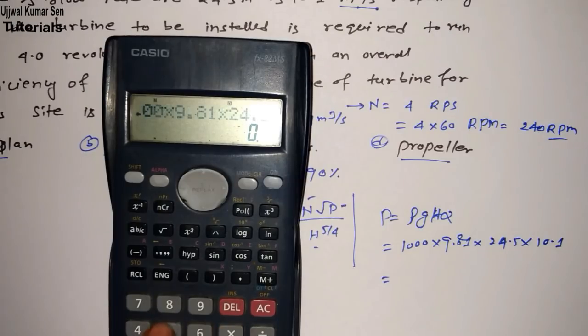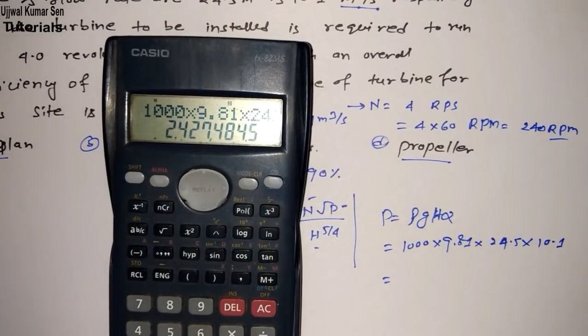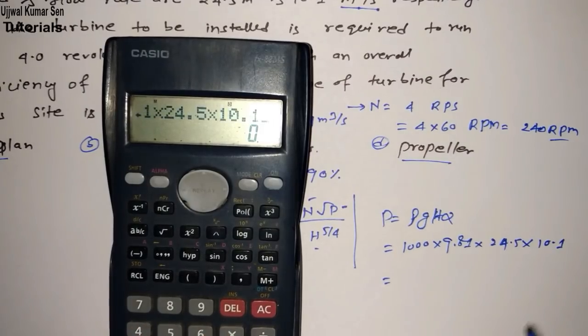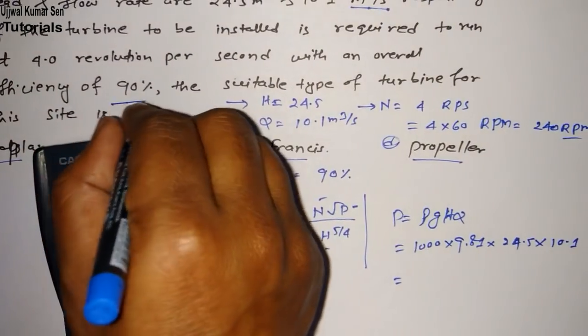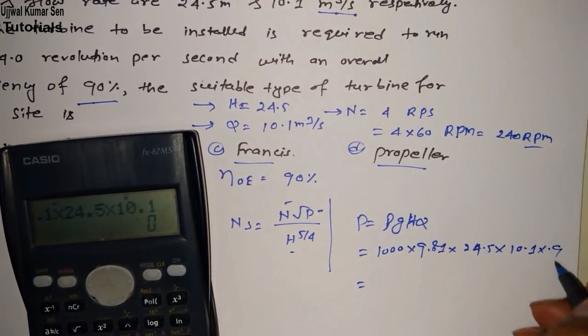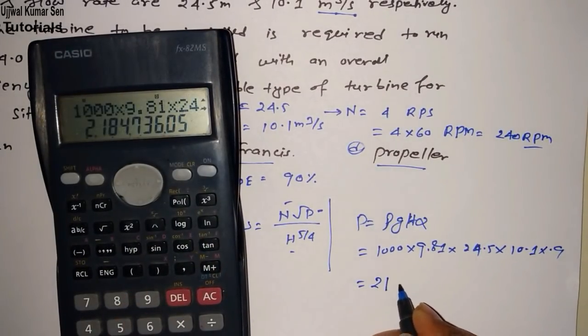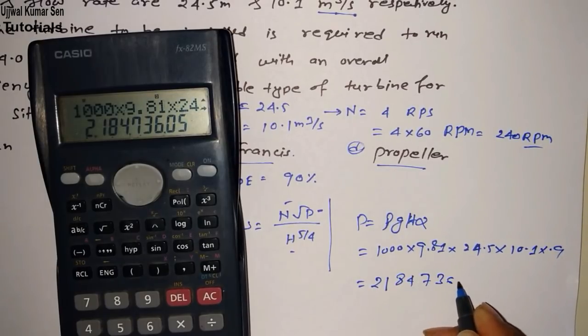1009.81 multiplied by 24.5 multiplied by 10.1. So what we got values basically here, and let's do the calculation again. 1009.81 multiplied by 24.5 multiplied by 10.1. Yeah, one other thing I'm missing here, that is efficiency. We have to multiply efficiency here also, that is 0.9. So 0.9 I have to multiply. What we got basically is 2184736.05.